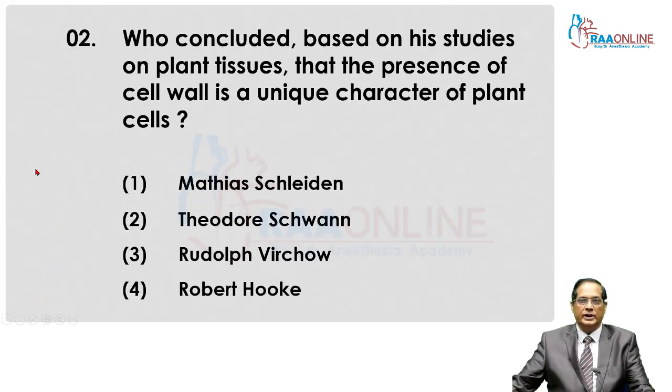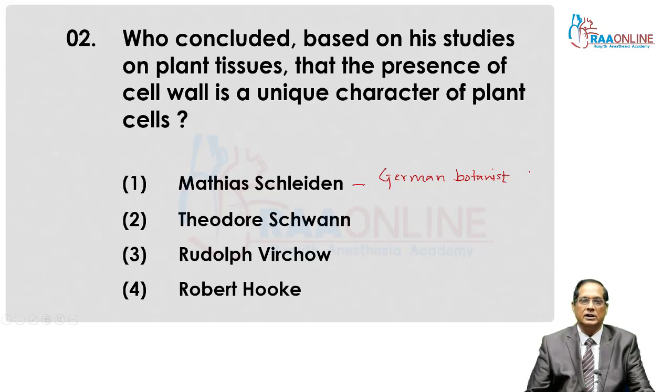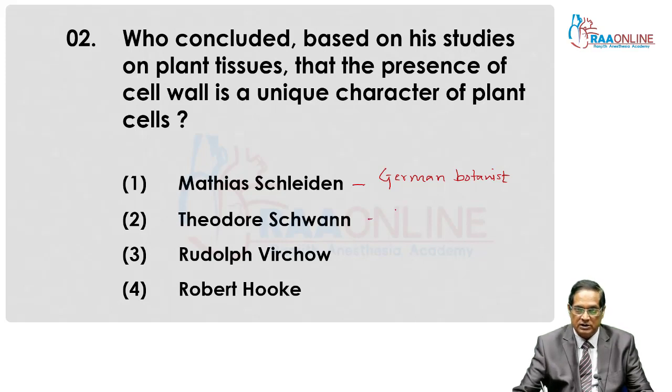Then, who concluded that based on his study of plant tissue? Actually, Schleiden was a German botanist and he studied plant cells only. He concluded that the presence of a cell wall is the unique feature of plant tissue. And Schwann was the German zoologist.